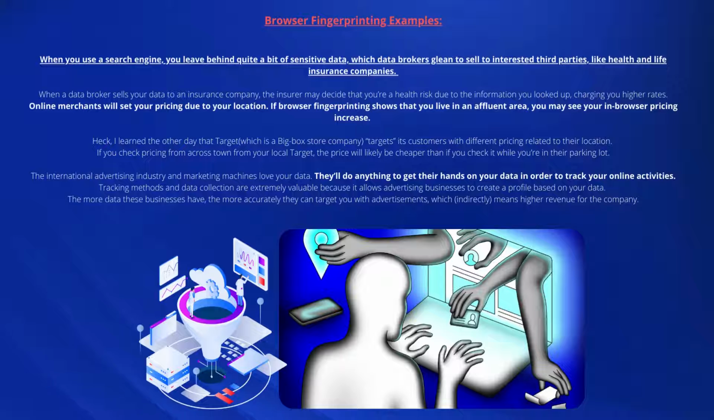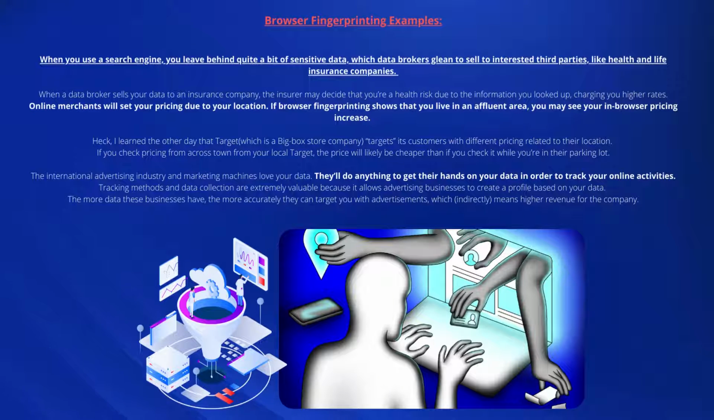Online merchants will set your pricing due to your location. If browser fingerprinting shows that you live in an affluent area, you may see your in-browser pricing increase. Heck, I learned the other day that Target, which is a big box store, targets its customers with different pricing related to their location. If you check pricing across town from your local Target, the price will likely be cheaper than if you check it while you're in their parking lot.